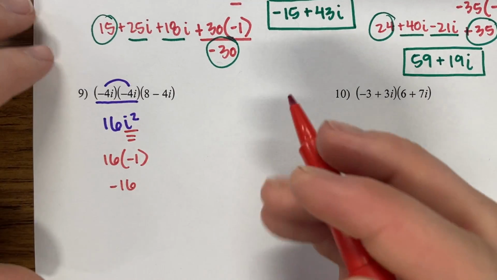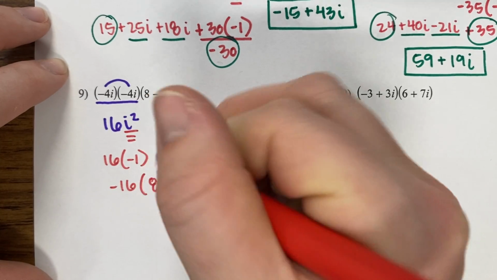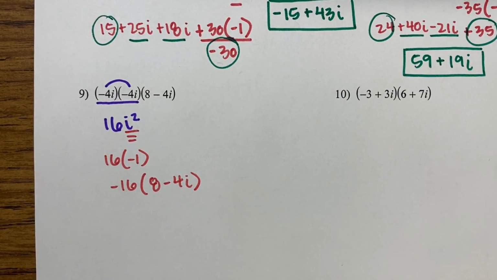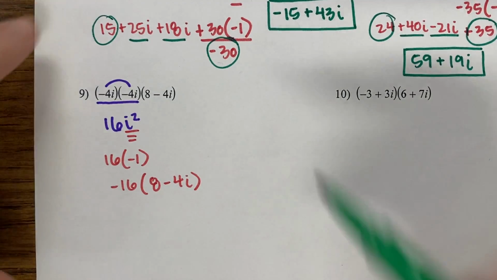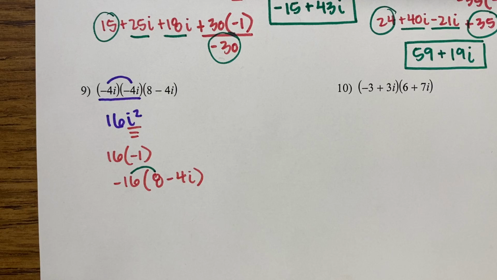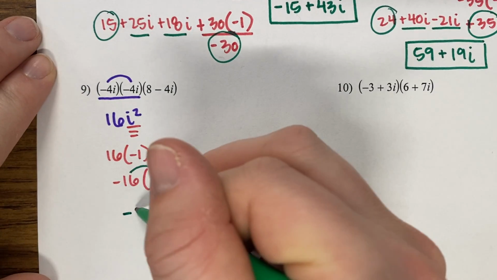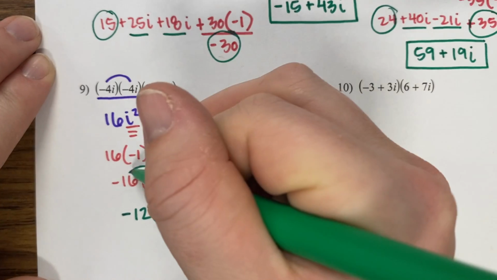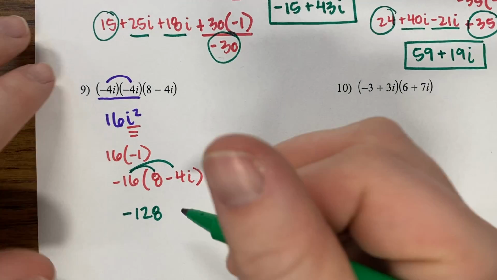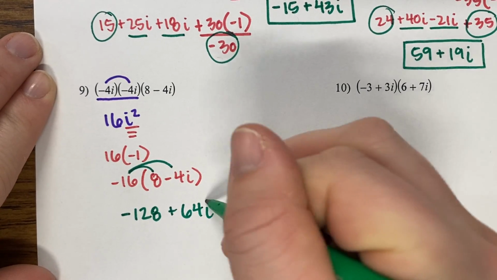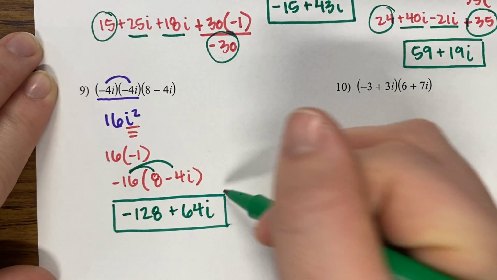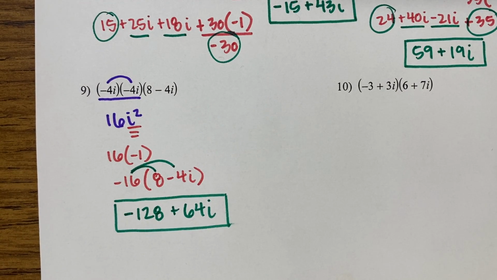And now I'm just going to write the rest of it out. So then it's being multiplied by our other piece, 8 minus 4i. And now we can just distribute using the simple distributive property. So negative 16 times 8, it's going to give me negative 128. Negative 16 times negative 4i gives me positive 64i. And that's it. We really didn't have to use FOIL. We just kind of had to multiply piece by piece and then remember our i squared rule.